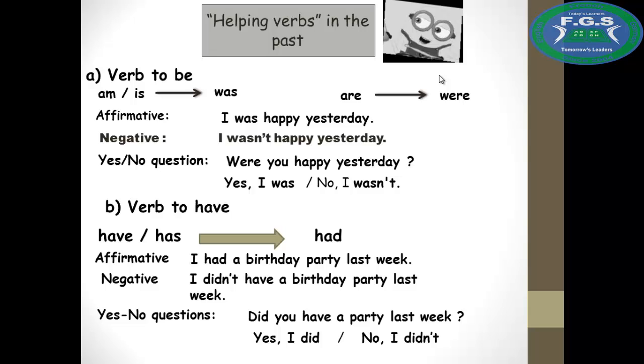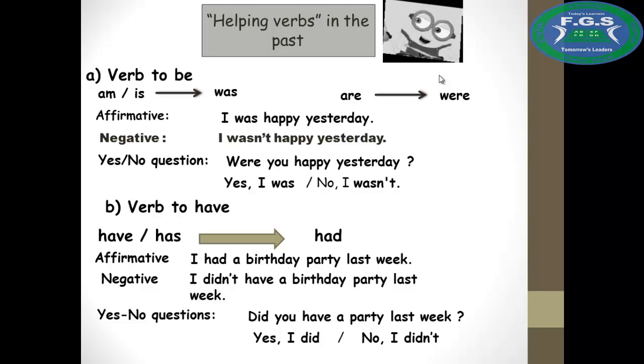Okay, number B, verb to have. We have or has in the present. In the past, it will be had. So, in affirmative way, we'll say, I had a birthday party last week.